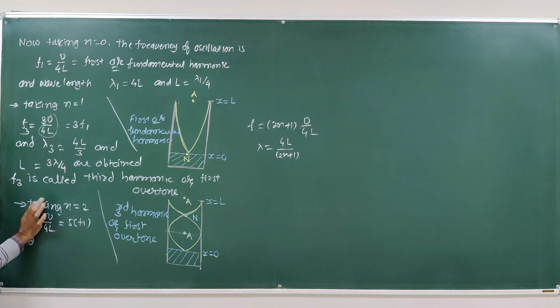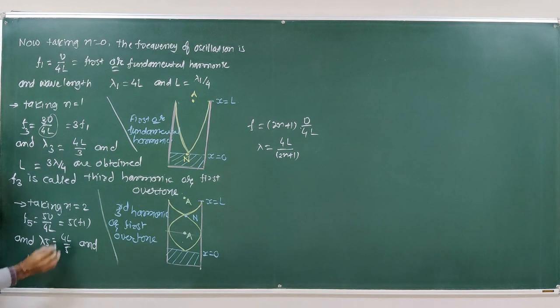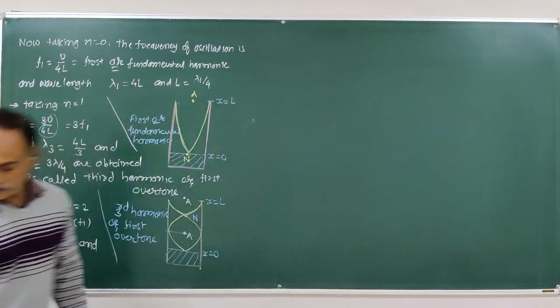And the wavelength lambda 5 is equal to 4L by 5, and L is the length of the column. L is equal to 5 lambda by 4. Therefore, what is the shape of this fifth harmonic?